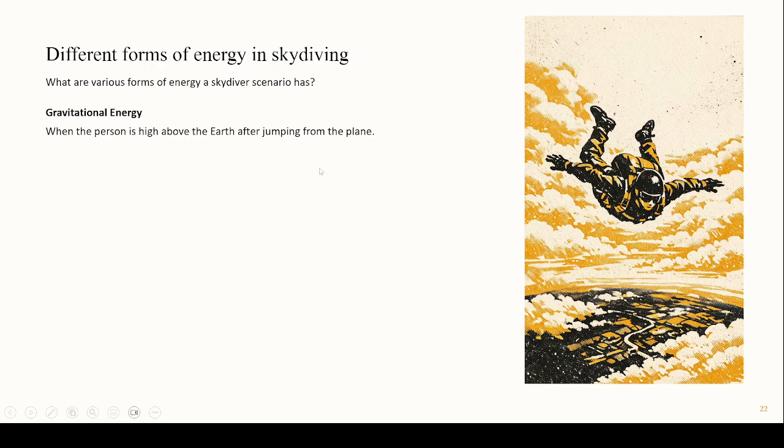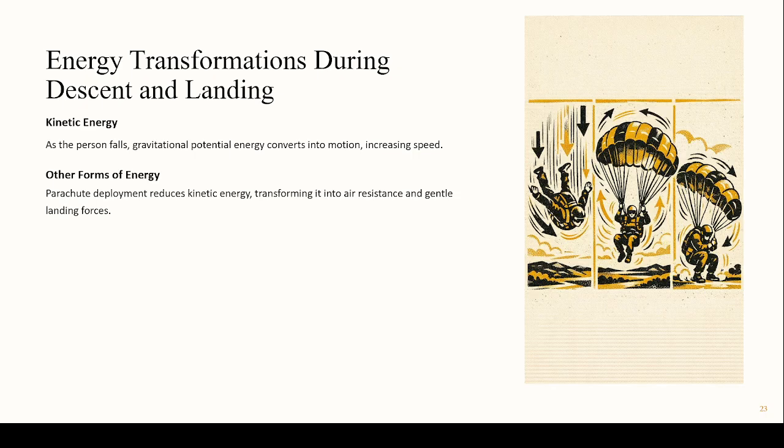And as soon as they jump, they gain kinetic energy. So potential energy is converted into kinetic energy. As the person falls, gravitational potential energy converts into motion. You would have seen people coming down, and this increases their speed. Whenever there is motion, it's kinetic energy. And then the parachute will deploy, which will reduce their kinetic energy because of the increased surface area, which you don't need to worry about. But there are other forms of energy also.